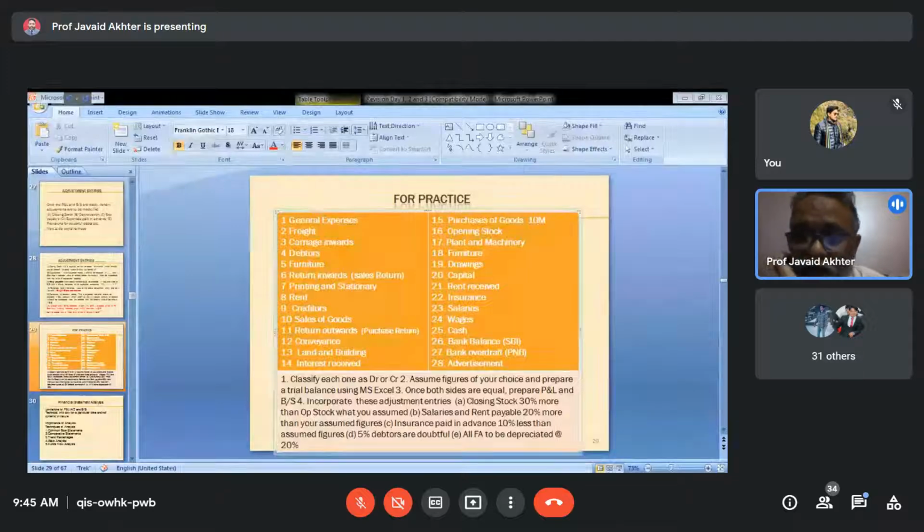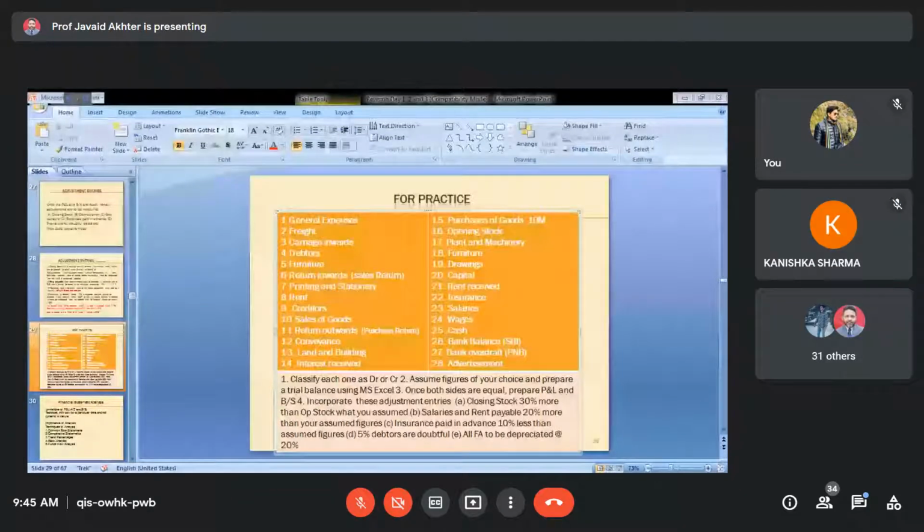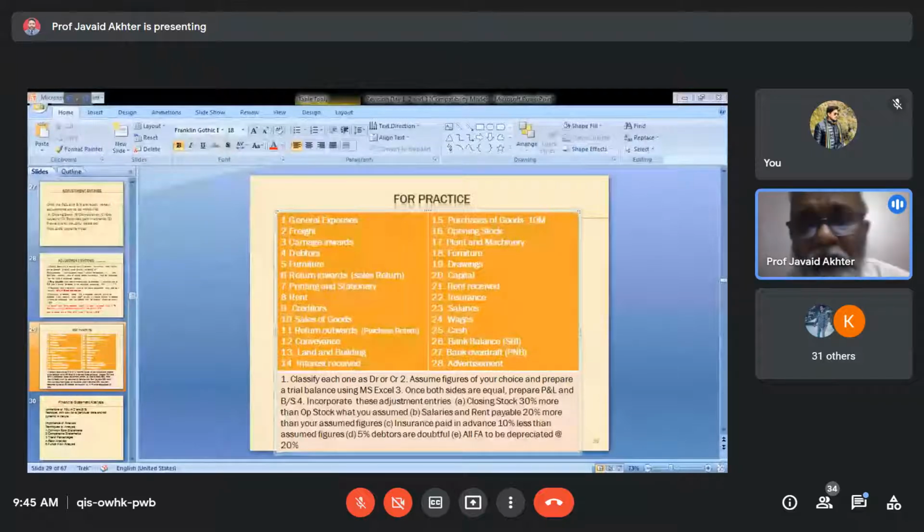It is actually matching concept. It is matching concept because अगर आप 5 का 5 लाख रुपए एडवर्टाइजमेंट में दिखा दें तो you have shown expenses 5 lakh, while the benefit of these expenses will be available in the coming 5 years. So benefit means your revenue will increase in the coming 5 years. So you are not matching your revenue with expenses.